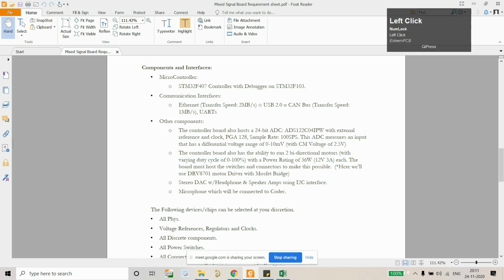Now another requirement is the current rating of the motors. They are saying the motor works on 12 volt and can consume up to 3 ampere of current. So we will do the calculation according to these values. With all these specifications, they have mentioned we are going to use the DRV8701 motor driver. Again, we will discuss what the parameters related to motor drivers are, and what parameters we should follow when we select any component or any motor driver.